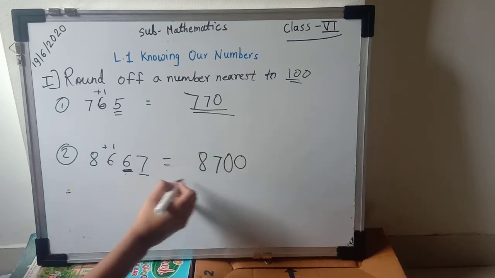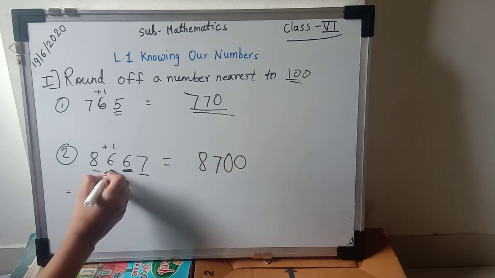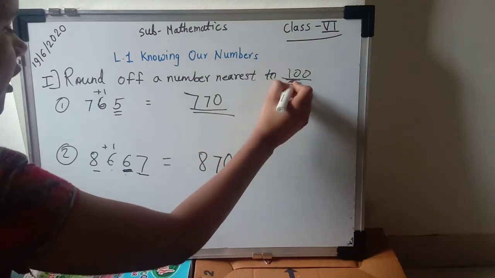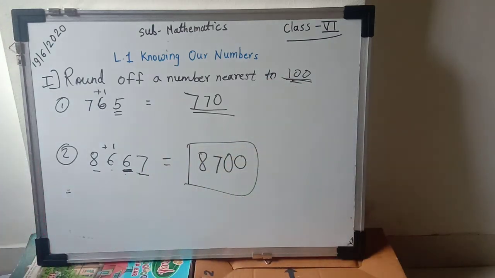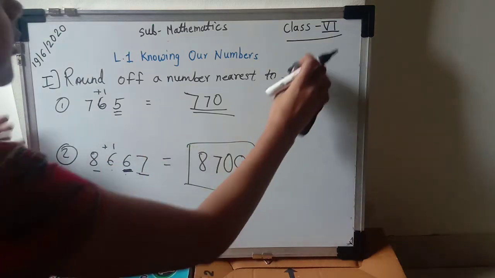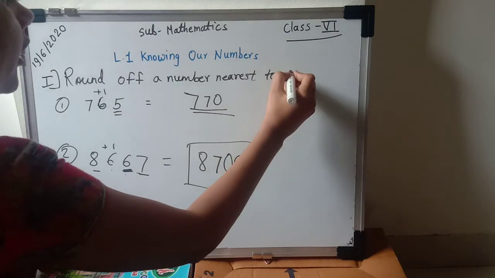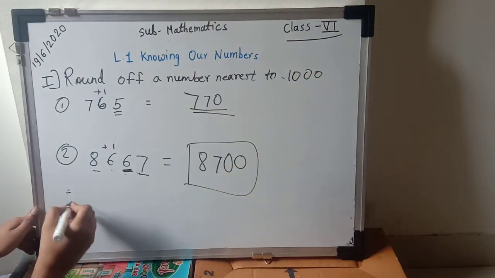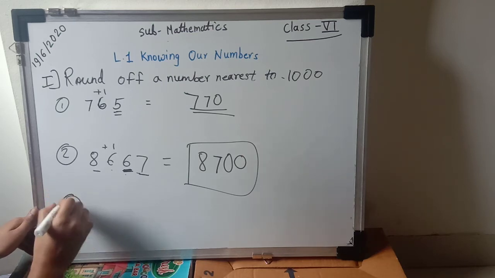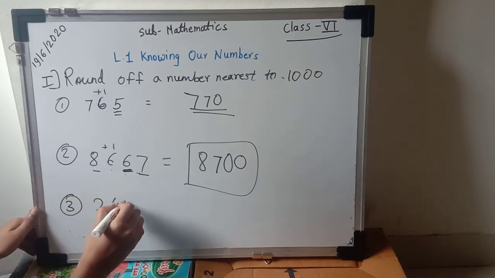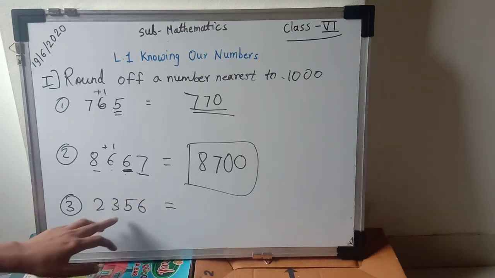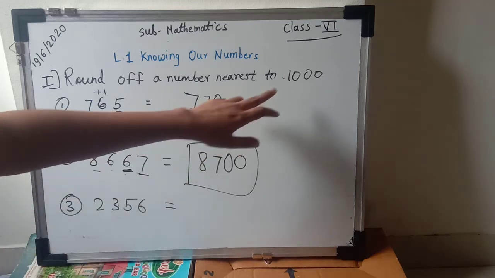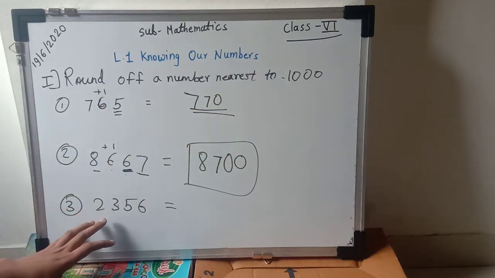So the rounded number of 8667 nearest to 100, we got 8700. Okay, now let's see the third example for rounding number nearest to 1000. Okay, here we'll take 2356. Now we have to round up the number nearest to 1000.